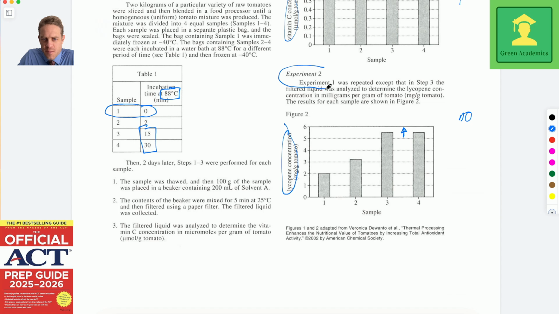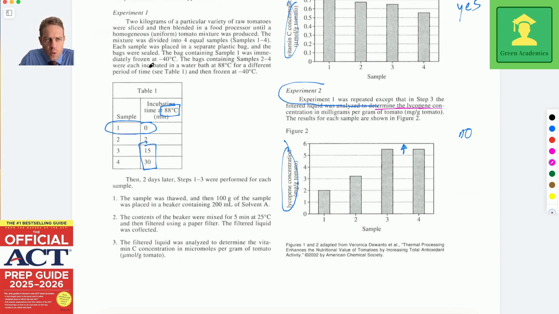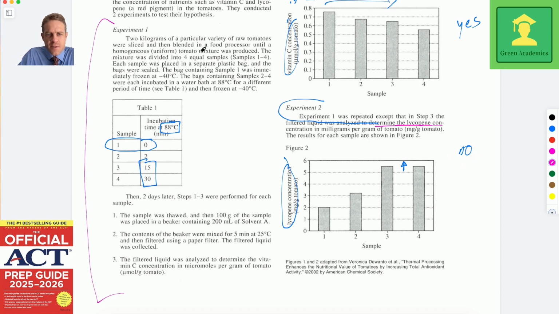Experiment 2 says experiment 1 was repeated, except that in step 3, the filtered liquid was analyzed to determine the lycopene concentration, milligrams per gram of tomato. So I think what they're saying is, in experiment 2, the filtering step at the end, they look at some other thing, but it points back to all of this.